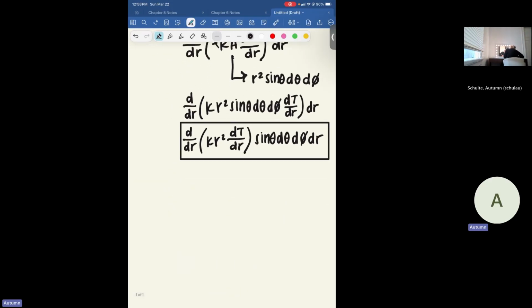So now we can move on to our net heat flow in our theta direction, which just as before, is the heat flow at some point theta minus the heat flowing at some later point theta plus d theta. Again, we're going to use Taylor series approximations, so this becomes q theta minus q theta plus the derivative of q theta with respect to theta times d theta.